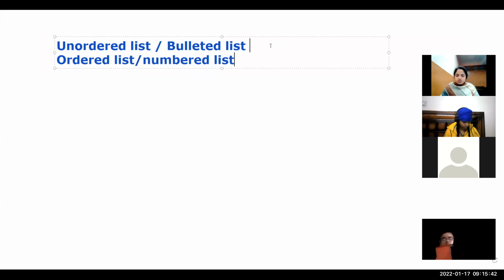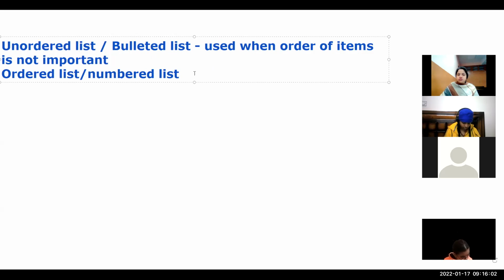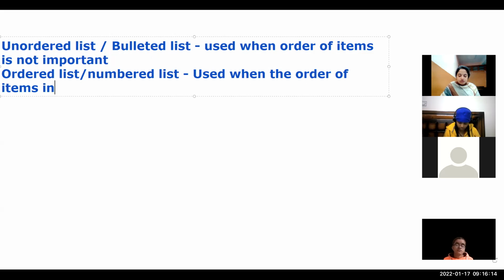Bulleted list or unordered list is used when the order of items is not important. We can write the items in any order. And ordered list is used when the order of items in a list is important, like when we are typing the steps for doing anything.